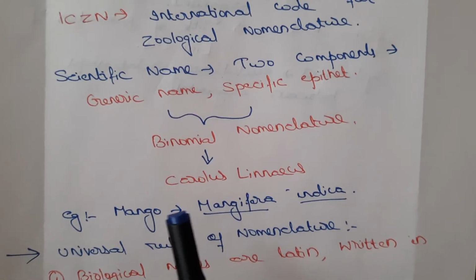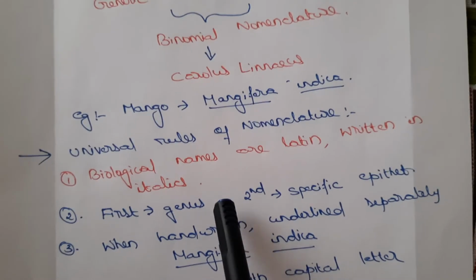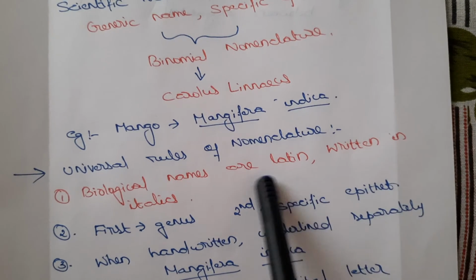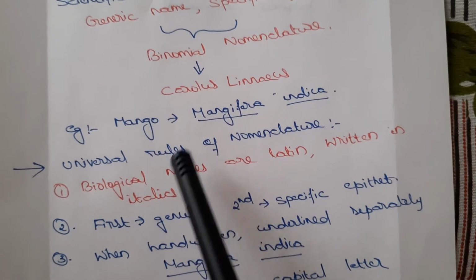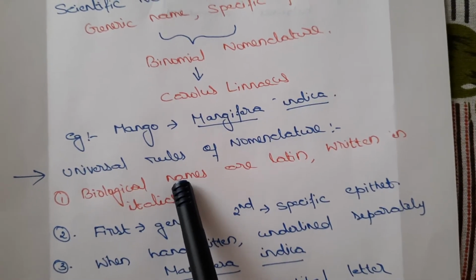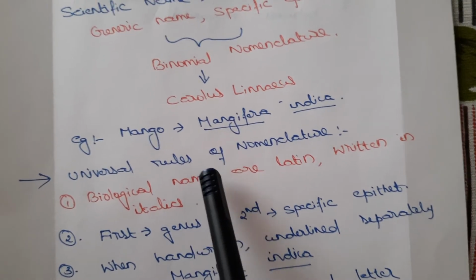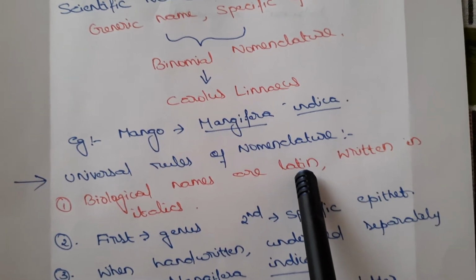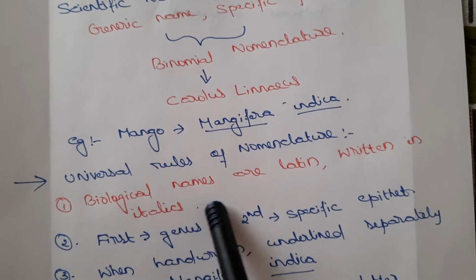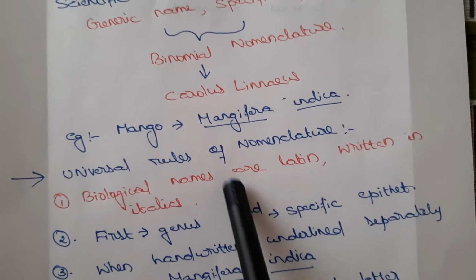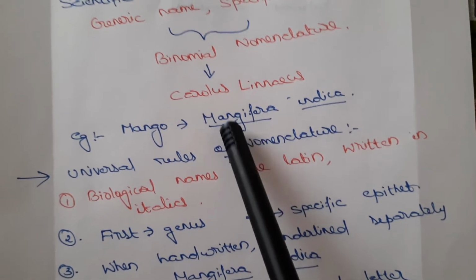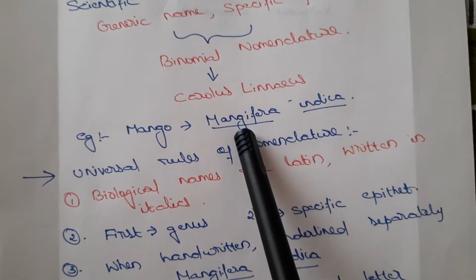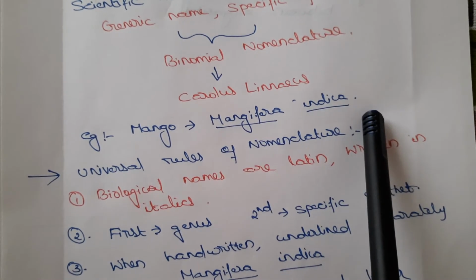Now, there are certain universal rules of nomenclature. The first rule says that the biological name should be Latin and it should always be written in italics. That means whatever scientific or biological name we assign to the species, it should be in Latin. Also, if you are printing the name, it should be printed in italics. If you are going to handwrite it, then the name should be underlined separately.